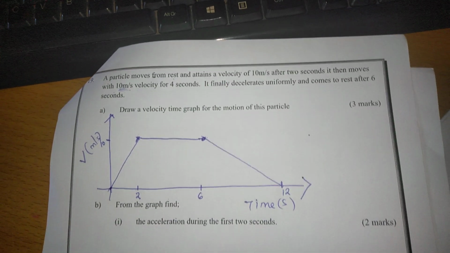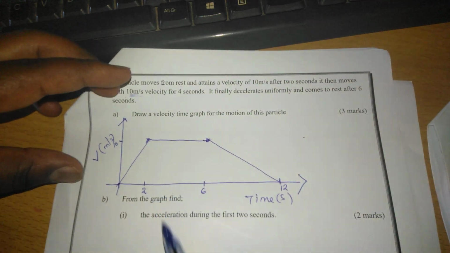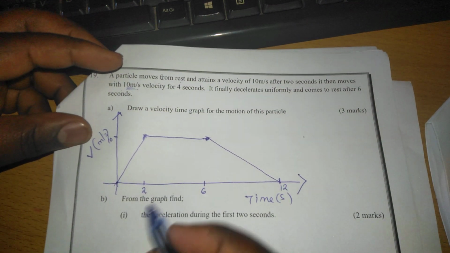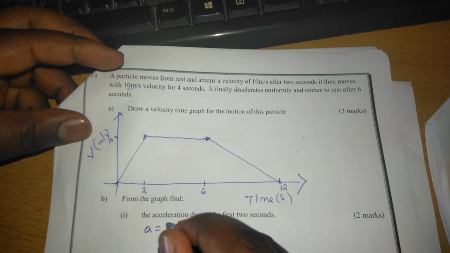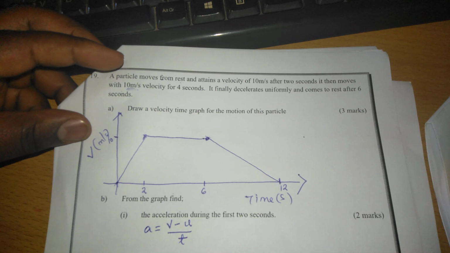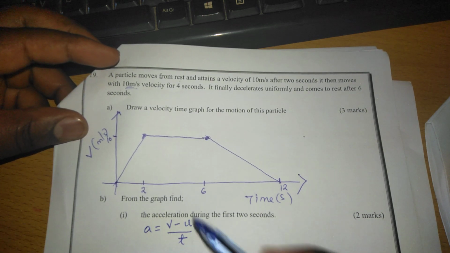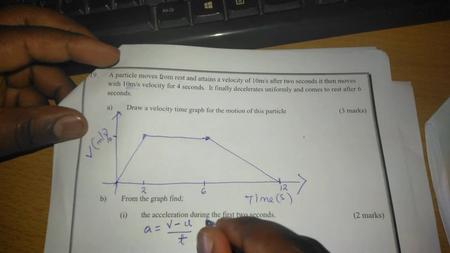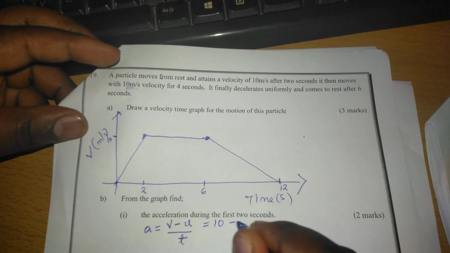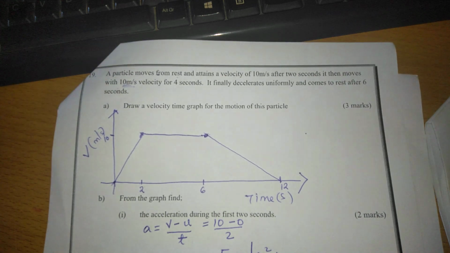Then we are told from the graph, we find the acceleration during the first 2 seconds. So within the first 2 seconds, we can consider acceleration. We know acceleration is given by final velocity minus initial velocity out of time, because acceleration is the change in velocity with the time. So the final velocity of 10 from 0 is achieved within 2 seconds, and this is going to give us 5 meters per second squared, because it is acceleration.